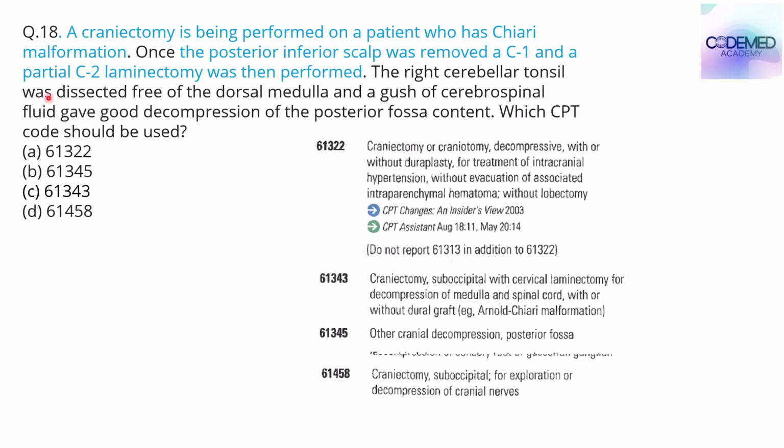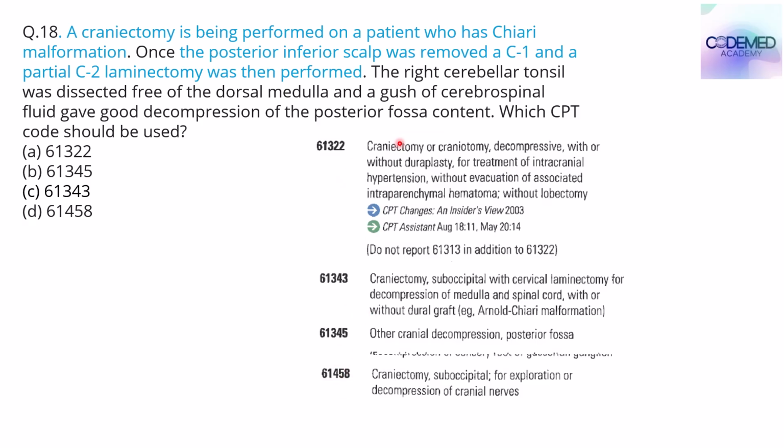Now the next question. A craniectomy is being performed on a patient who has a Chiari malformation. Once the posterior inferior scalp was removed, a C1 and partial C2 laminectomy was then performed. The right cerebellar tonsil was dissected free of the dorsal medulla, and a gush of cerebrospinal fluid gave a good decompression of the posterior fossa contents. Which CPT code should be used? So what has happened here? The craniectomy. And the codes given are 61322, 343, 345 and 458.